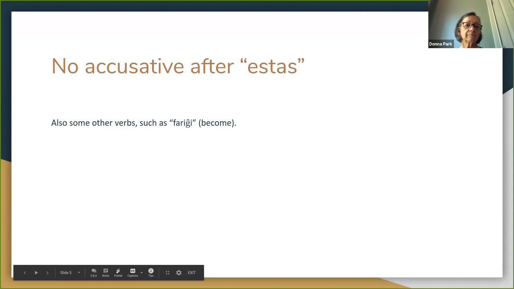So, as you all figured out, there's no accusative after estas. Also a few other words that you don't know yet, but just keep this on your radar. Another big one is farigi, which means become.